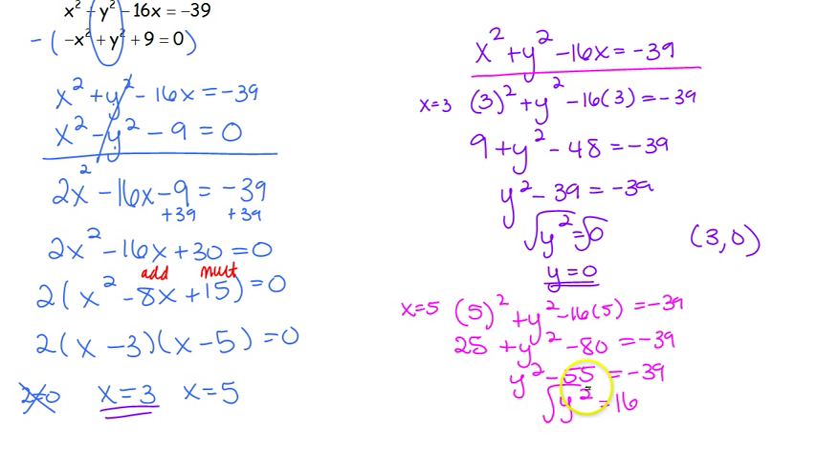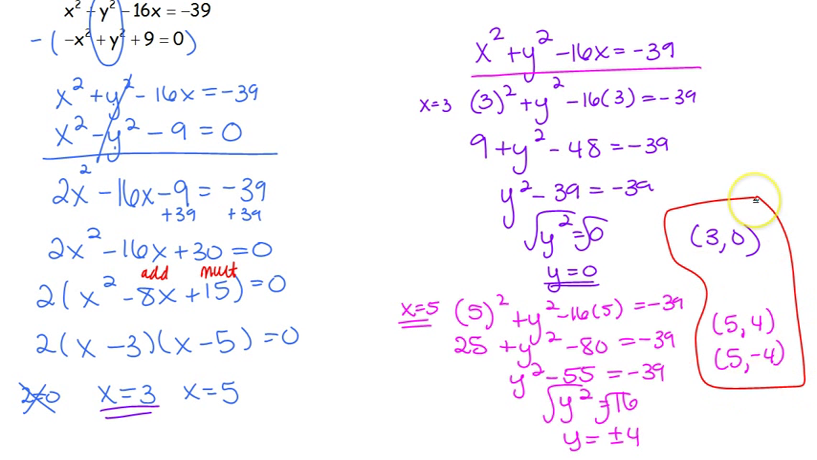16. Square root, and we have two possibilities here, a positive and negative 4. We didn't have that possibility up here because 0 is neither positive nor negative. So we've got plus or minus 4 when x is 5. So I could have 5, 4, or I could have 5, negative 4. So this one, again, is going to have 3 possibilities.